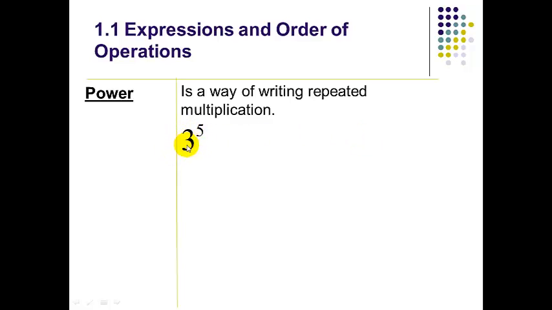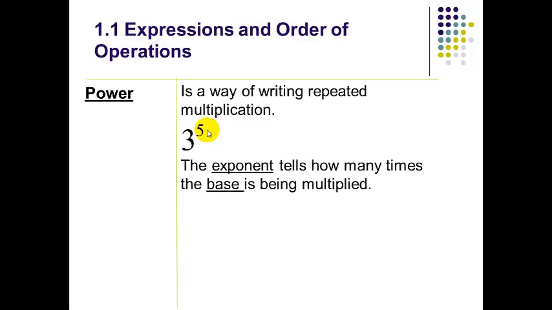Please, please, please don't say 15. 3 times 5. Remember, I was like, no, this is something special. If it was 3 times 5, the 5 would just be right next to it. But this looks a little different. So that's our clue that it's not 3 times 5. So we have our exponent, which tells us how many times this 3 is being multiplied. So 3 is being multiplied 5 times.